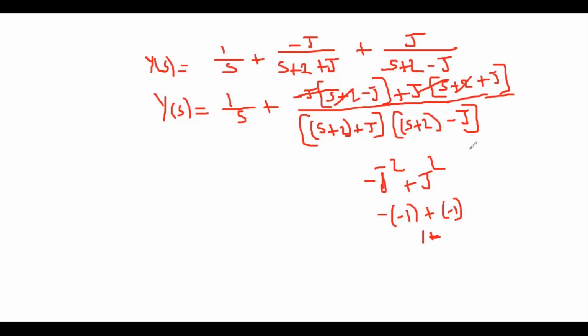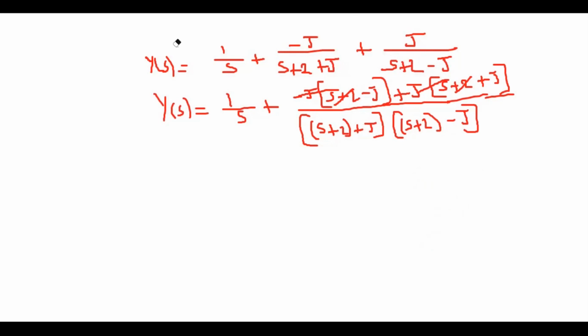Minus J into S plus 2 minus J, and we'll get the 2 here. S plus 2 plus J and S plus 2 minus J, into S plus 2 minus J and S plus 2 minus J, and it becomes A square minus B square.